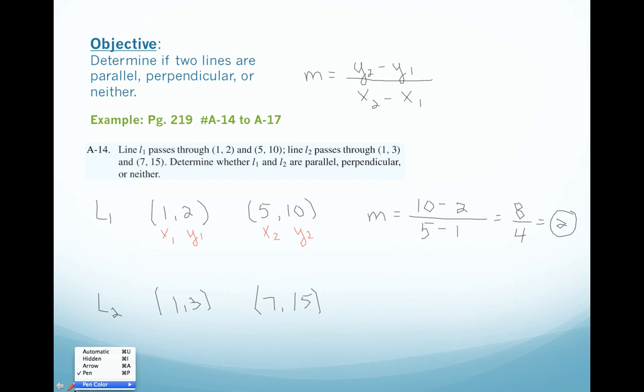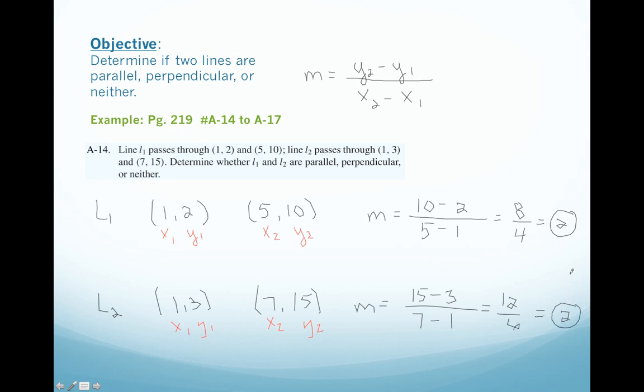Again, I'm going to label my coordinates. Make this x sub 1, so that's y sub 1. This will be x sub 2, and so that's y sub 2. Let's plug it into the equation. So slope, change in y, 15 minus 3, divided by the change in x, 7 minus 1. So we get 12 over 6, which simplifies down to 2. Note that the slope of both lines is the same. The slope of line 1 is 2, and the slope of line 2 is 2. So this tells us that these two lines are parallel to each other.